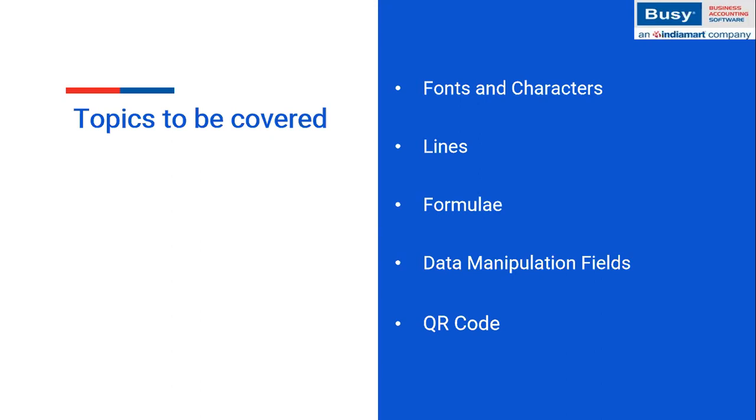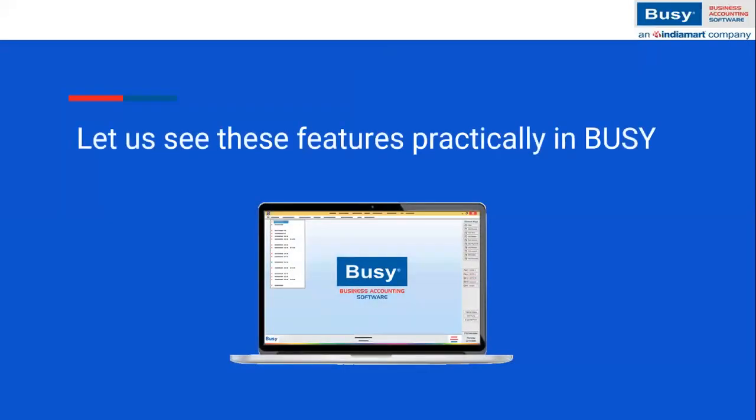The last point is QR code. We'll learn how you can configure the QR code in Busy. There are two types of QR code in Busy: the first one is static and the second one is dynamic. If you want the static QR code or the dynamic QR code, we'll learn how you can configure the QR code in Busy. Moving to the next slide, let us see these features practically in Busy.